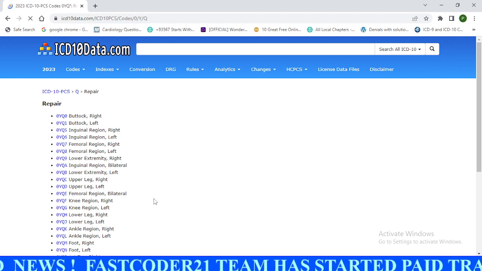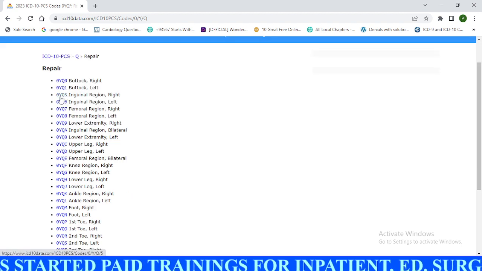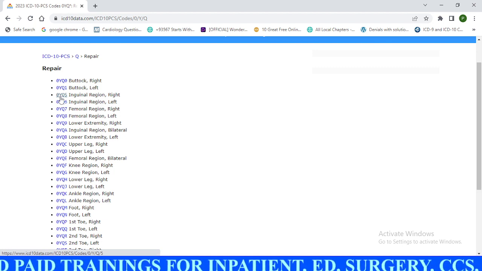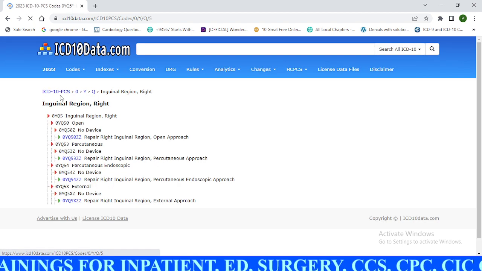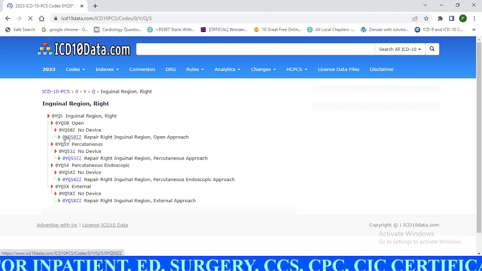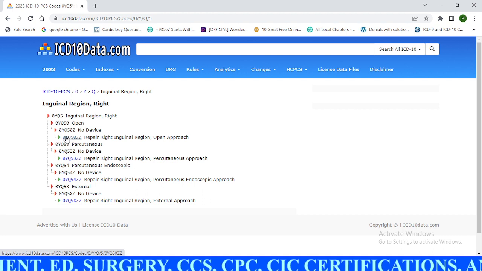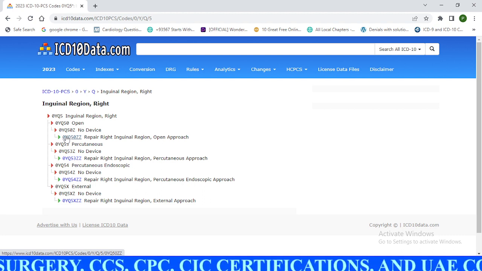And also we need to select the location of the surgery. Here it is right inguinal hernia, so we need to click on inguinal region right. And here we need to select the remaining digits. Here our physician is performing herniorrhaphy of the right inguinal area using an open approach.